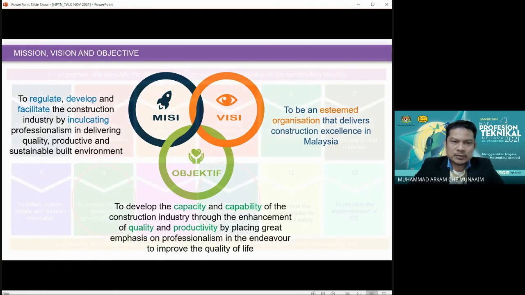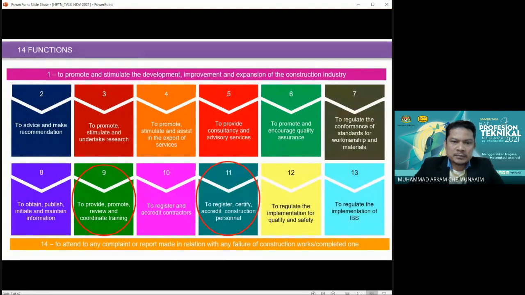So as an introduction to all participants today, besides the 14 functions of CIDB, I have circled the most important ones related to our talk today, which is number 9, to provide, promote, review, and coordinate the training, and number 11, to register certified accredited construction personnel. So these are one or two of the main important functions of CIDB according to the Act. And we are here to know more about the process and also the accreditation process.